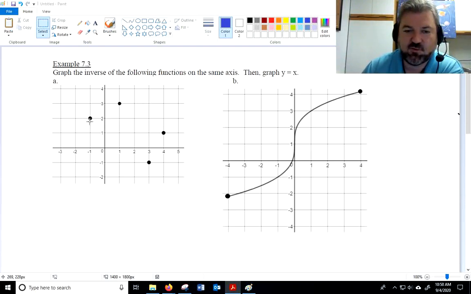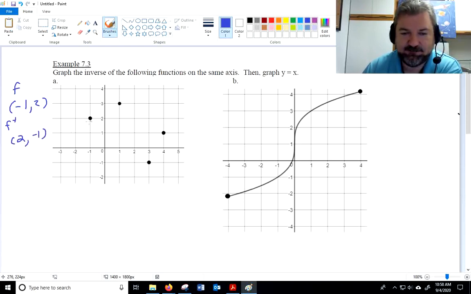So the coordinates of this point here are -1, 2. So we have a point on f of -1, 2. Well, then on f inverse, we should have 2, -1. So I'm going to go to 2, -1, and that's the inverse of this point. Now, this point here is 1, 3, so its inverse is at 3, 1. This point here is at 4, 1. Its inverse is at 1, 4. This point here is at 3, -1. Its inverse is at -1, 3.